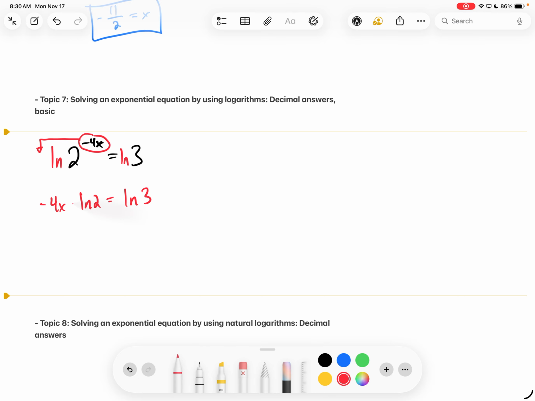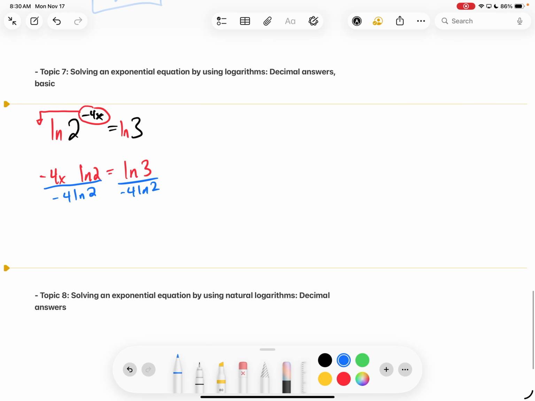So this is negative 4x times the ln of 2. Now what I would do from here, to get the x by itself, I'm going to need to get rid of the negative 4 and the ln of 2. And again, the only thing that Alex is going to do different on this topic is they're going to use log instead of ln, but it would still work the same way. Y'all saw me check the answer. So this gives me x by itself. So then I have negative ln of 3 divided by 4 ln of 2.